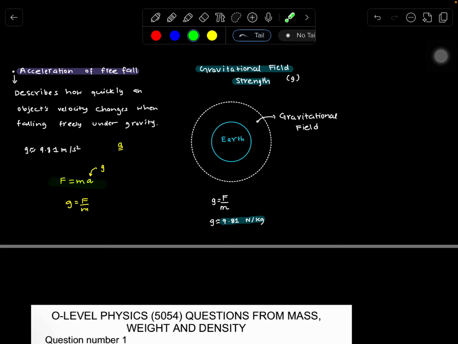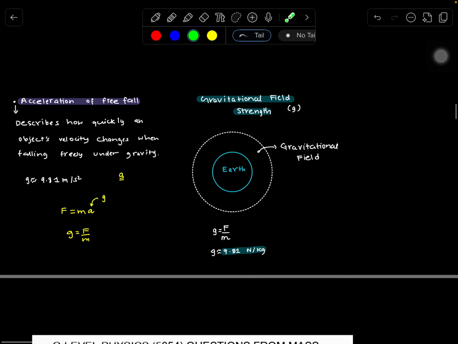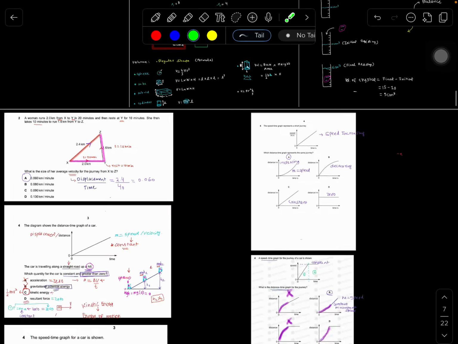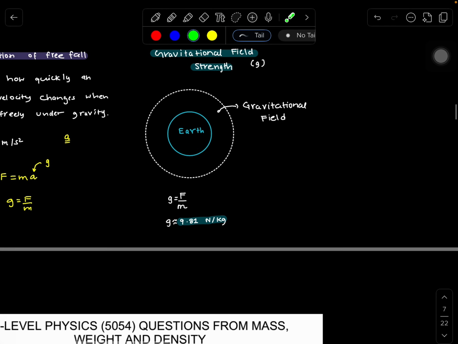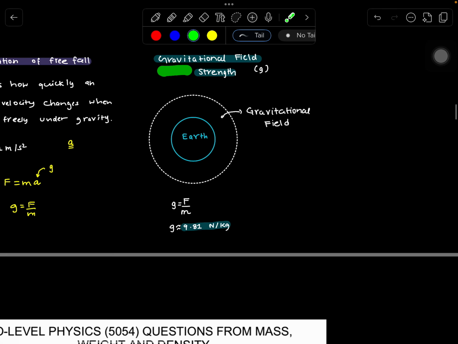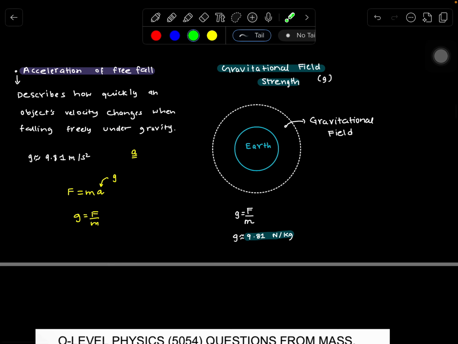And gravitational field strength is the... sorry, wait, let me go back to the other page. Yeah, okay, so it's the same thing. Gravitational field strength is literally what it says. It's the strength of your gravitational field. So it's the amount of force that is applied on a mass in that field. So it's the force applied per unit mass. And it happens to be equal to acceleration of free fall. That is why oftentimes we're taking the value of acceleration to be that of gravitational field strength, g.